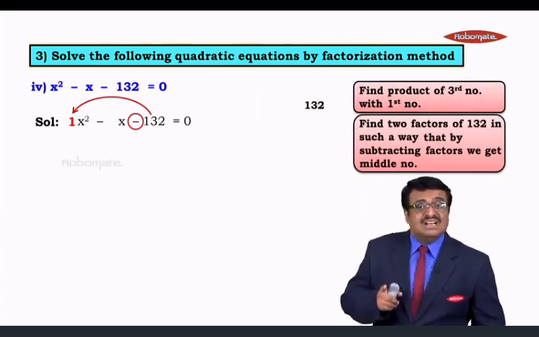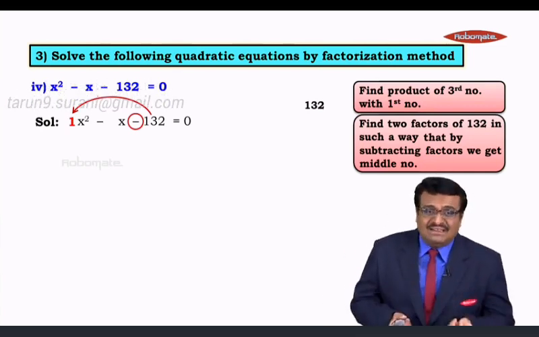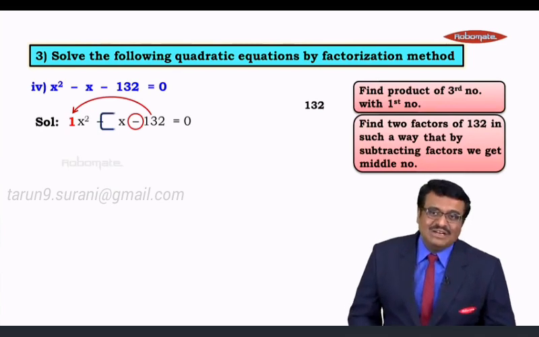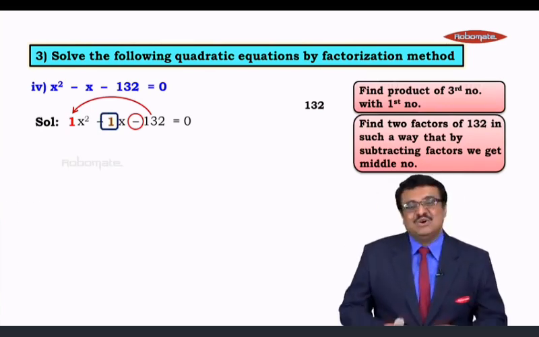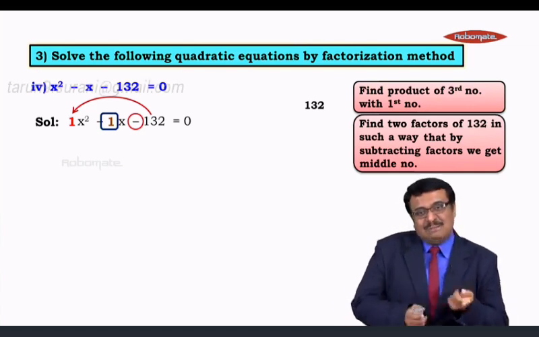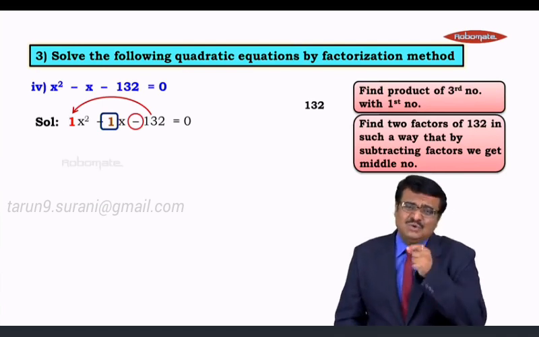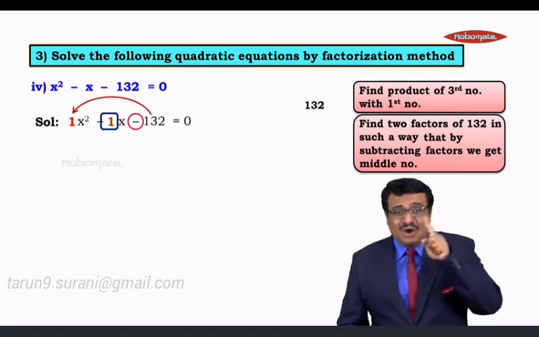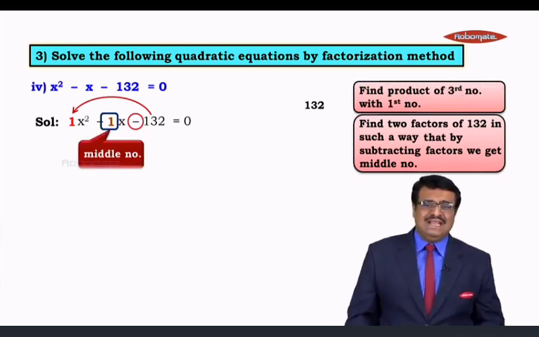Subtract. So get 2 factors of 132 in such a way that by subtracting the factors we get the middle number. And what is the middle number? Middle number, nothing is there, means what? 1. Right? So get 2 factors of 132. By subtracting the 2 factors you should get 1. The first and simple factor is 1 into 132 is 132. But 132 and 1, if you subtract, will you get 1? No. So let us go for the next factor.